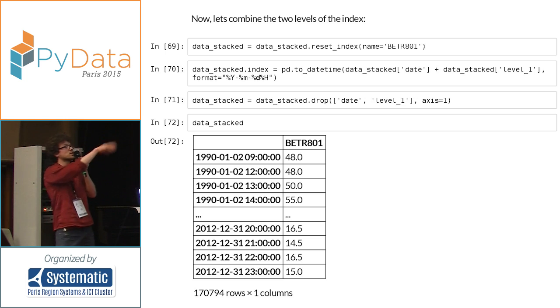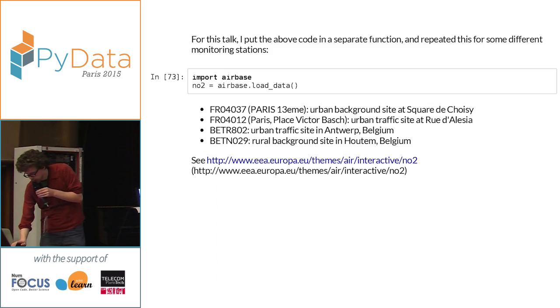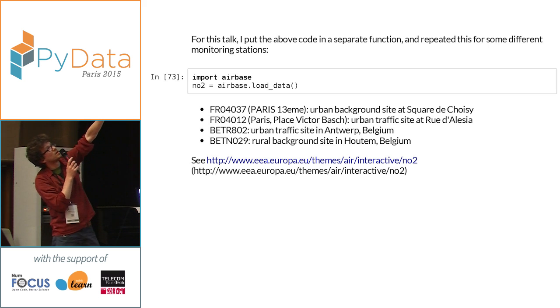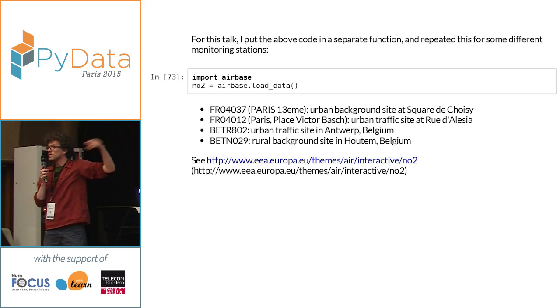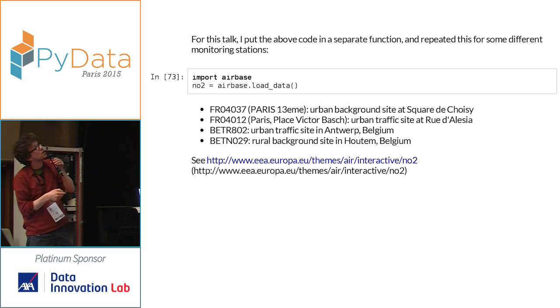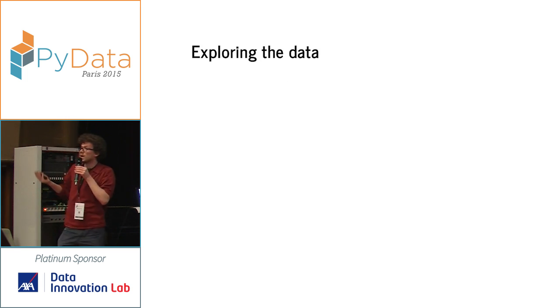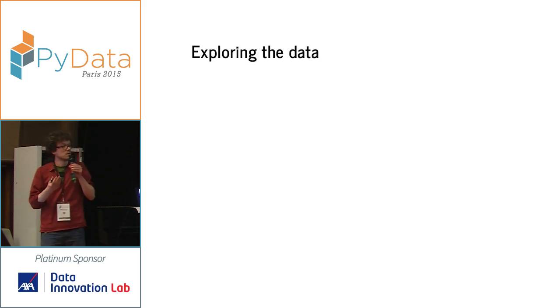So in this format, it's usable to do some exploration of the data and some analysis. For this talk, I put it in a separate file. I repeated this for different stations. For those who are familiar with Paris, I took the two nearby stations from this place, and also two stations from Belgium. So now I have my data in a nice format.